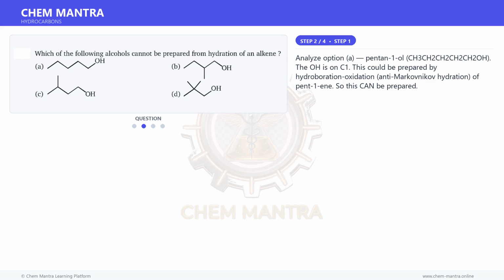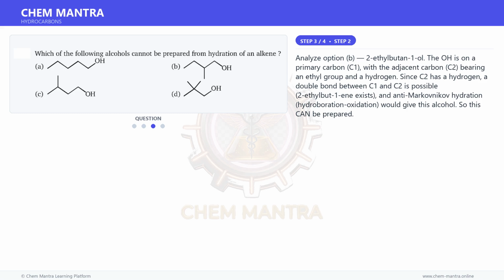Moving on to the next step. Analyze option A. Pentan-1-ol, CH3CH2CH2CH2CH2OH. The OH is on C1. This could be prepared by hydroboration-oxidation, anti-Markovnikov hydration of pent-1-ene. So this can be prepared. Moving on to the next step.